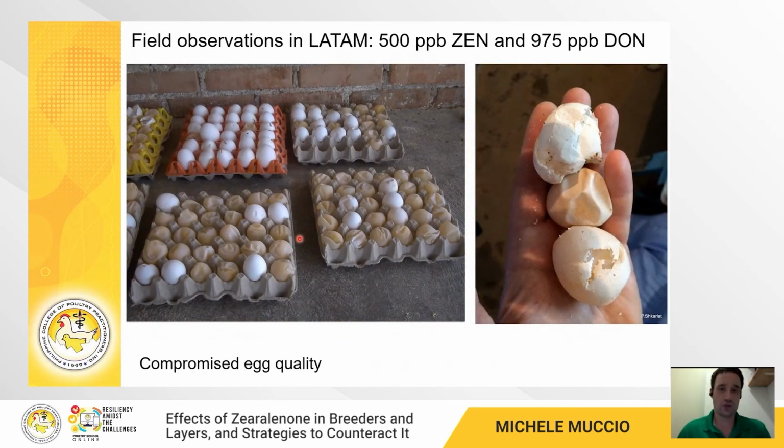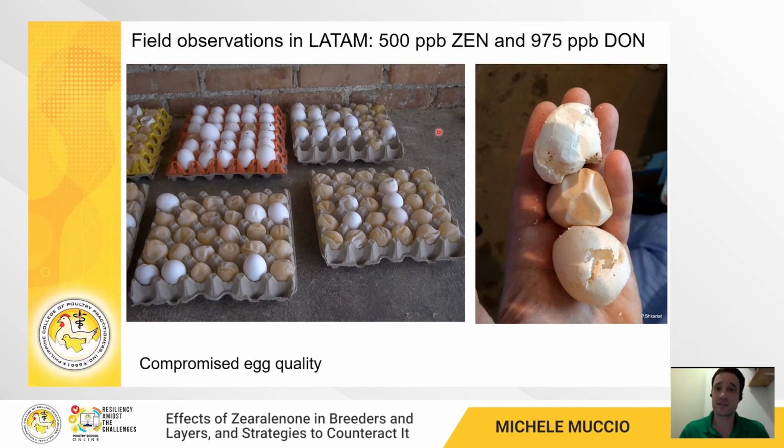Here I want to show you some field observations that came from Latin America. This was a customer that sent us a sample of feed for analysis. And again, this gave us the opportunity to use the feed sample as a differential diagnosis. 500 ppb of ZEN and 975 ppb of deoxynivalenol. And again, those are concentrations that are really common, because all that I'm showing now comes from the field. So this is really what happens in feed in real time. We are not talking about peer reviewed.